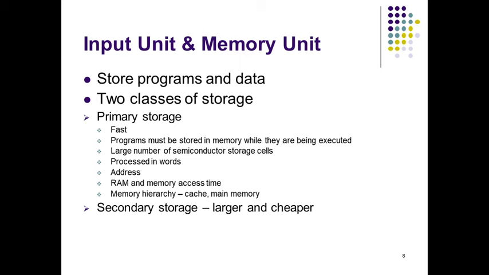Memory in which any location can be reached in a short and fixed amount of time after specifying its address is called random access memory, commonly known as RAM. The time required to access one word is called the memory access time. This time is fixed and independent of the location of the word being accessed. It typically ranges from a few nanoseconds to about 100 nanoseconds for modern RAM units.